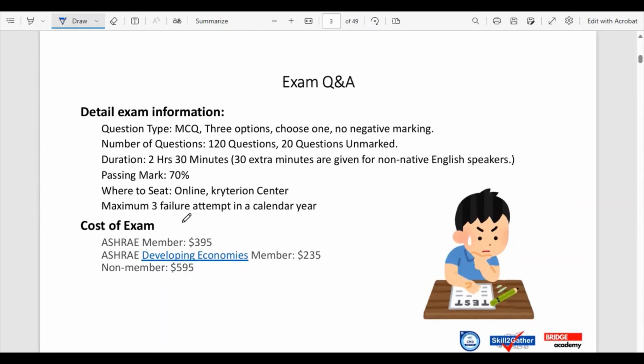Exam cost for members is $395. For members from developing economic countries it is $235. And if you are a non-member, it is going to be $595. Usually, you're going to take the membership first and sit for the exam. And there are discounts from time to time.